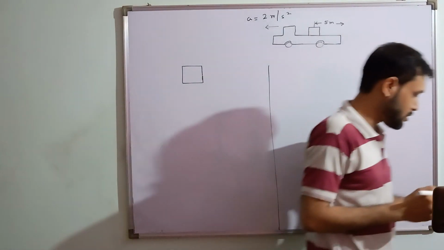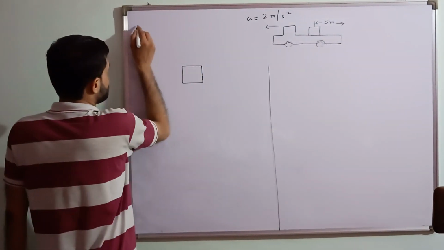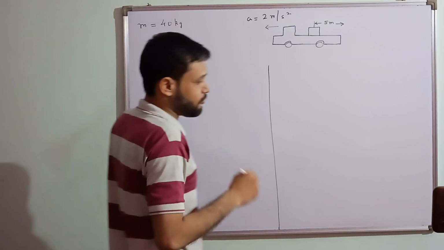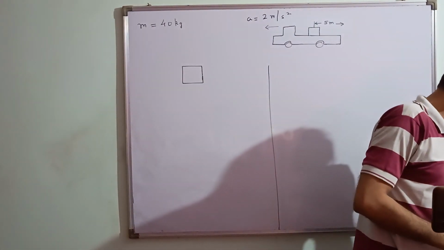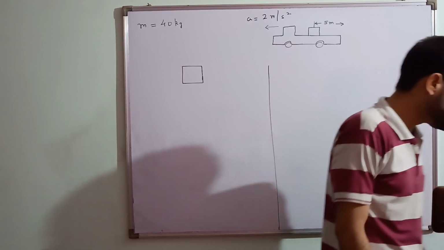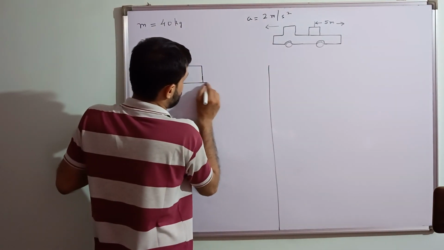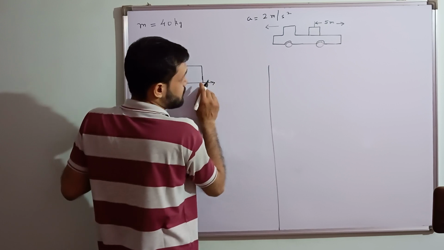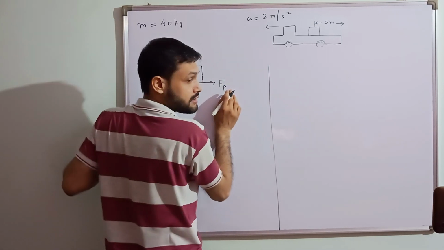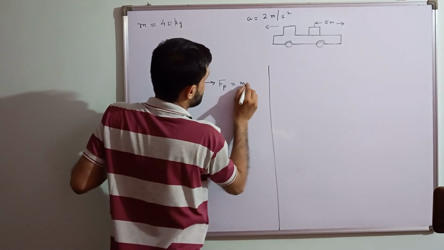So what is the mass of the block they have given? A box of mass 40 kg. So the mass of the block is 40 kg. We can write it over here. Now let's draw all the forces. It will experience a pseudo force, isn't it? It experiences a backward force, the pseudo force. While the truck is moving in this direction, the box will experience a pseudo force. I am writing PFP. This is the pseudo force, and this pseudo force will be equal to mass times the acceleration.